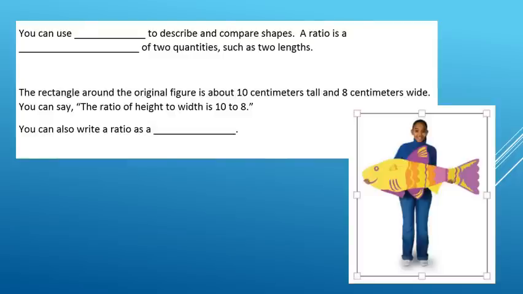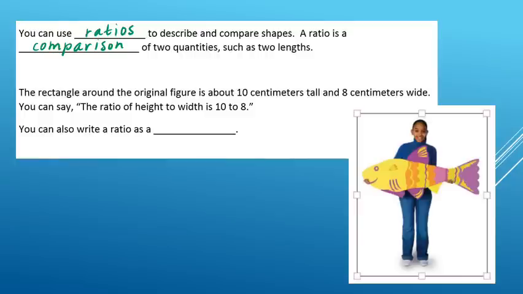So you can use ratios, R-A-T-I-O-S, to describe and compare shapes. A ratio is a comparison of two quantities, such as two lengths. So whenever you see the word ratio, think about the word comparison.